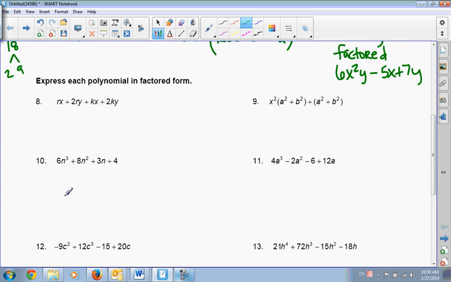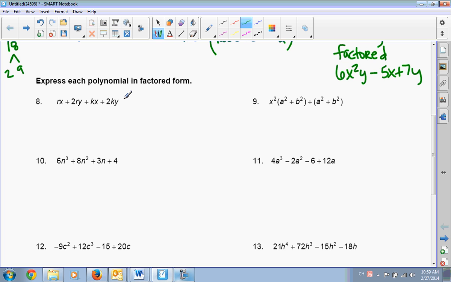Okay. So 8 and 9, 10, 11, these look a little different. Why? They're all variables. Well, except for the 2's here. One other thing you haven't seen yet. There's 4 terms now. Okay. That's okay. We're going to treat it the same.